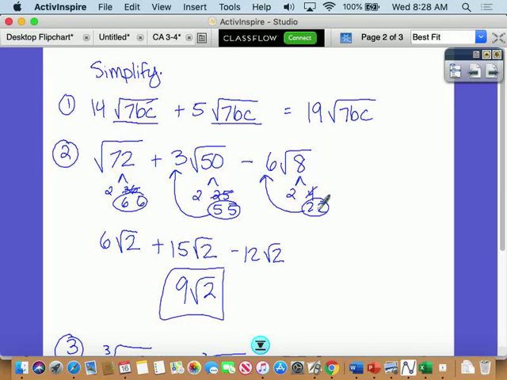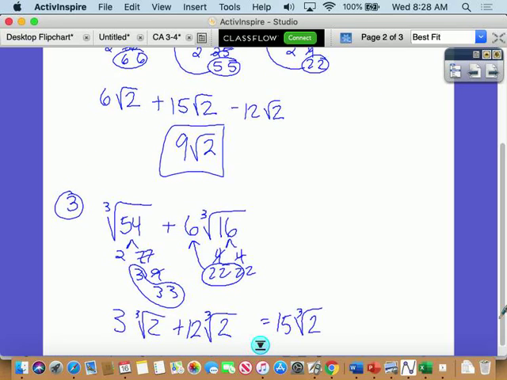Then we have the 8. A 2 comes out, multiplies by the negative 6 that's already there to give us negative 12, and this little loner 2 stays under. Now we have like radicals. Each of those has a square root 2. So I add the numbers in front of the radicals. 6 plus 15 is 21 minus 12 is 9. Keep the radical 2. The same thing applies if we look at cube roots. Remember, with cube roots, we circle groups of 3 of a kind before we take them out. So the same thing works there.